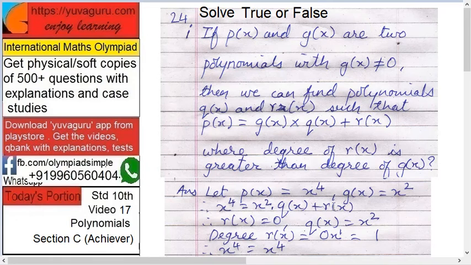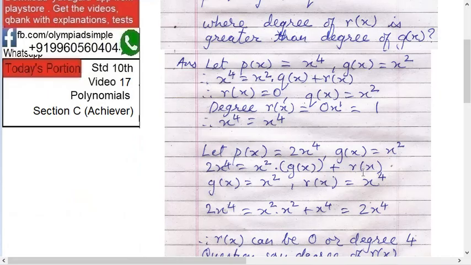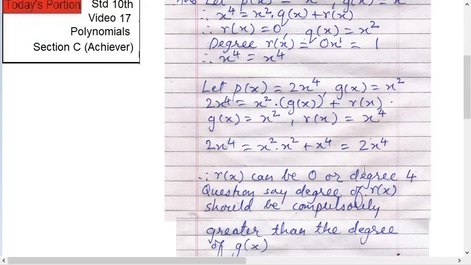Now regarding r(x), what can be r(x)? R(x) can either be 0 or r(x) can be x^4 maximum, right? So the degree of r(x) can be what? It can be 0, right? Means x raised to 0. Then also it is constant. So r(x) can be 0 or degree 4. Anything is possible. Both the things are possible.